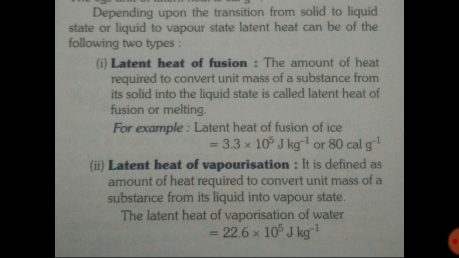Then latent heat of vaporization is defined as the amount of heat required to convert unit mass of a substance from liquid into vapor state. Latent heat of vaporization of water is 22.6 into 10 to the power 5 joule per kilogram. So if we have 1 kg of water, to vaporize it we need 22.6 into 10 to the power 5 joule of heat.